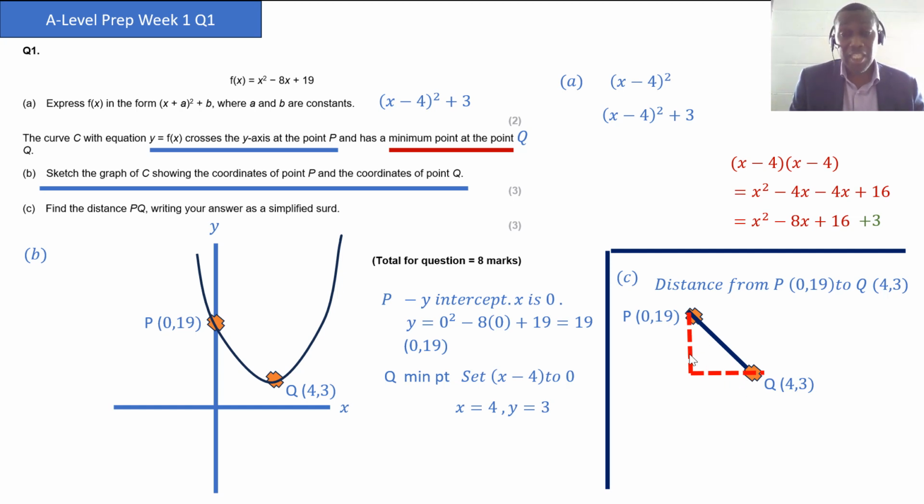And here it's 19 take away 3. It's 16. So this is a 16 by 4 triangle. And using Pythagoras, you can find the length of the line. That's what you're looking for. That's how you find the distance between 2 points. It's an application of Pythagoras. That's what it's going to look like when you set it up.